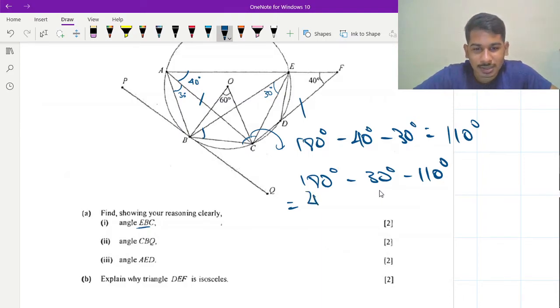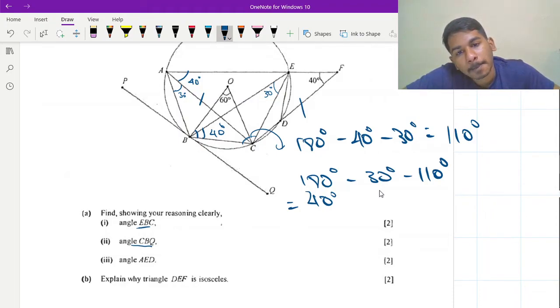Wow, what a simple reason. I could have just said same segment, so 40 degrees back. Cool. Yeah, okay. Angle CBQ. CBQ is something. This thing, find that thing. I need to find that.